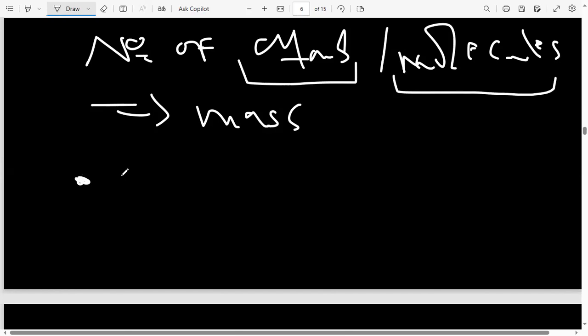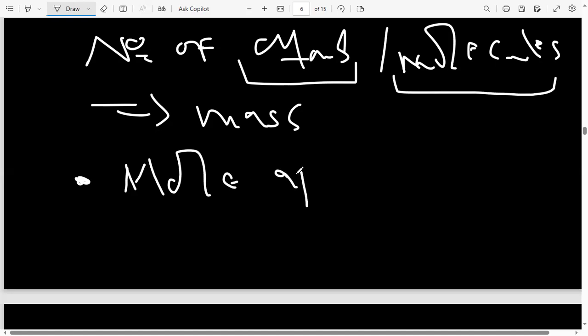So the first approach there that you can use is what we call as, okay, just a minute. Okay, so I was saying, how do you convert number of atoms or molecules to mass, or mass to number of atoms and molecules? I said we have 2 approaches, okay? So the first approach is what we call the mole approach.